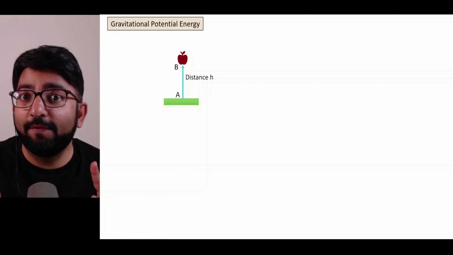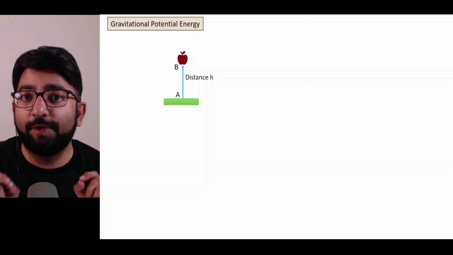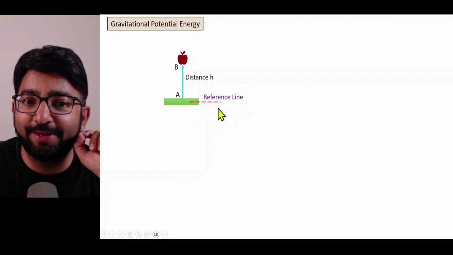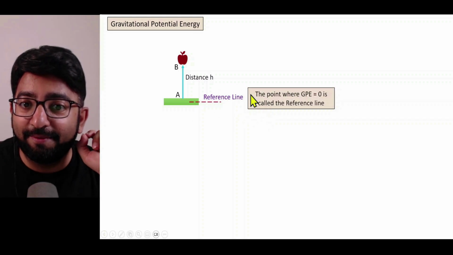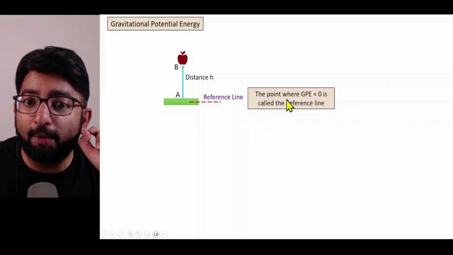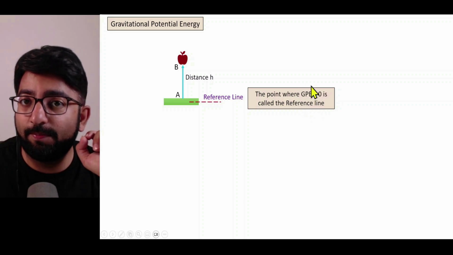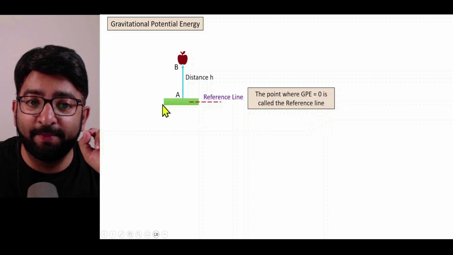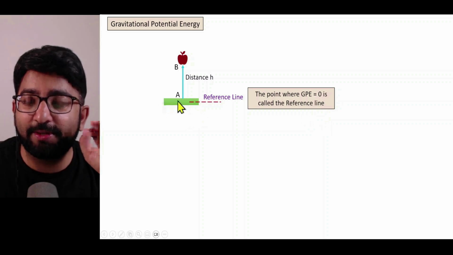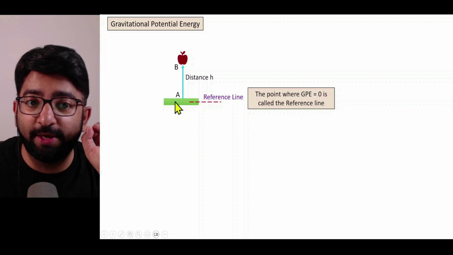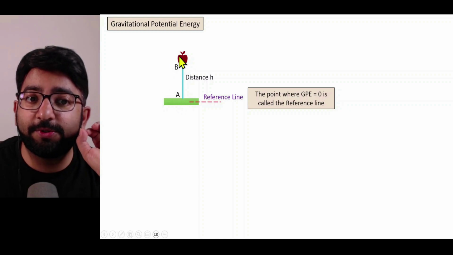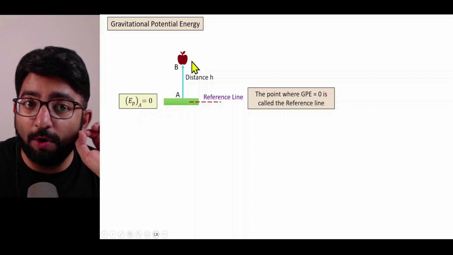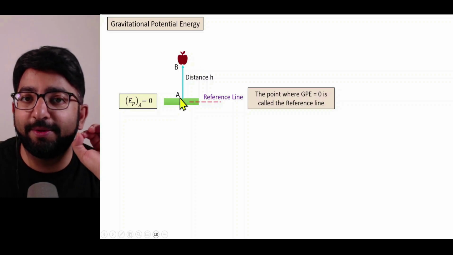Now, in order to solve questions, it is very important for us to understand a concept called the reference line. What does that mean? Let's read. A reference line is basically a point where the gravitational potential energy is assumed to be zero, and that's the reference line. So the ground in this case will be zero potential energy. Hence, if the object were at A, on the ground, the potential energy of the apple would have been zero.